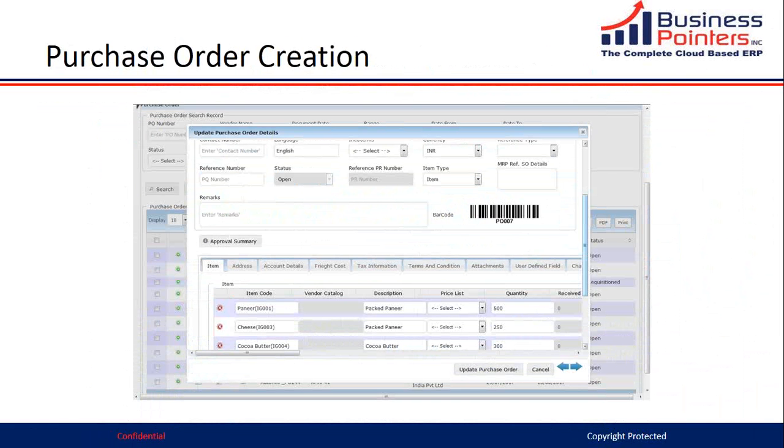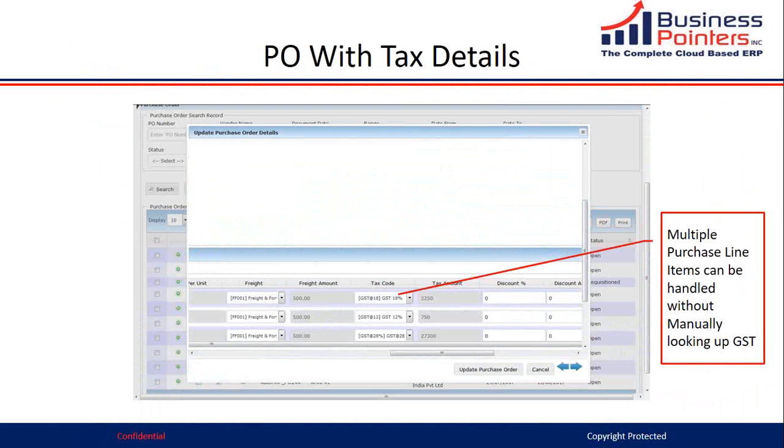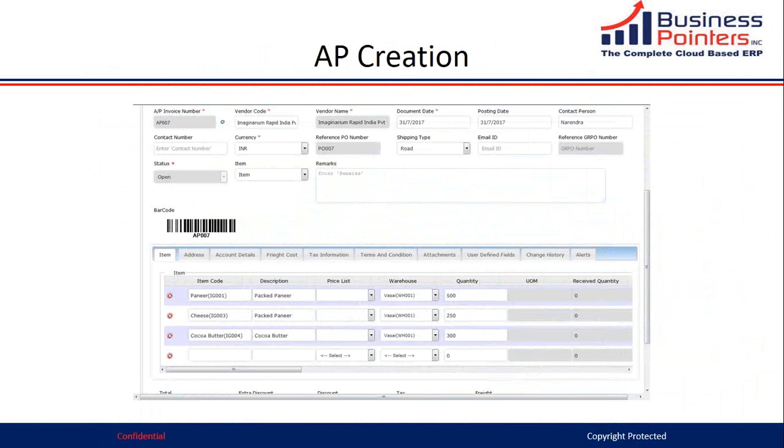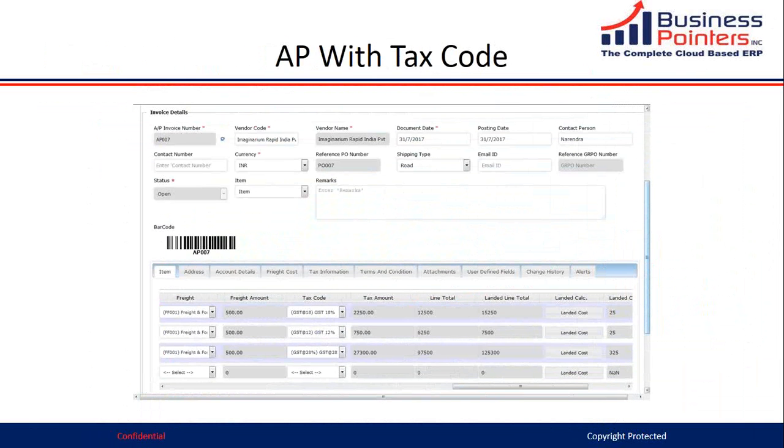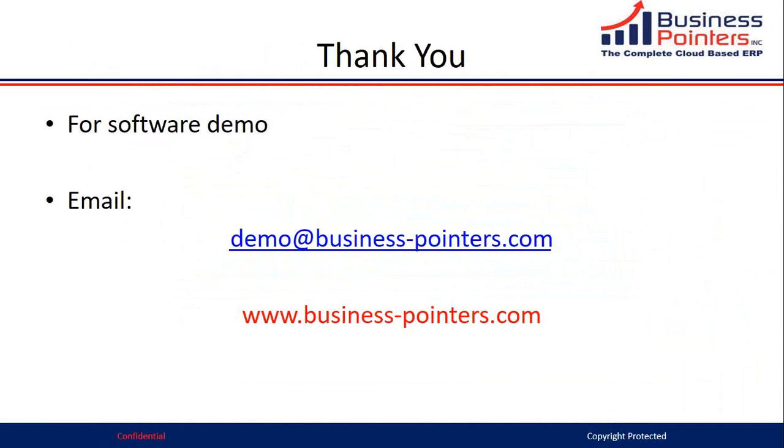The same thing on the purchase side, you have the GST defined in the purchase order line items, and the same gets carried over to the purchase side. This is the creation of the AP invoices with the tax codes, as we did on the AR invoices, which is the sales invoices, and this is a purchase invoice.